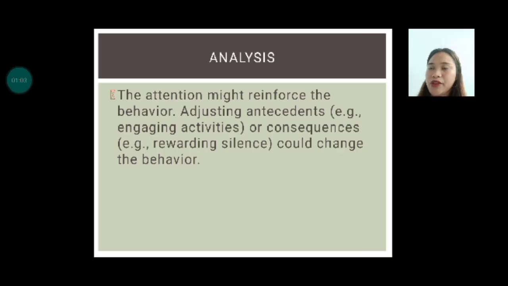So the teacher must provide attention to the learners. It may be in the form of engaging activities or rewarding silence so that the learners could feel that their behavior is not appropriate. As future educators, we could rather change their behavior in a positive way.